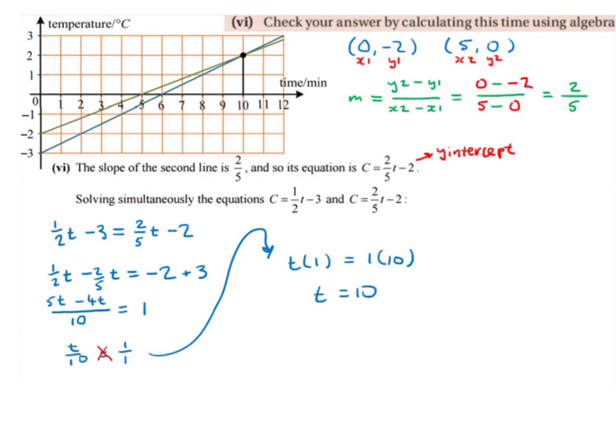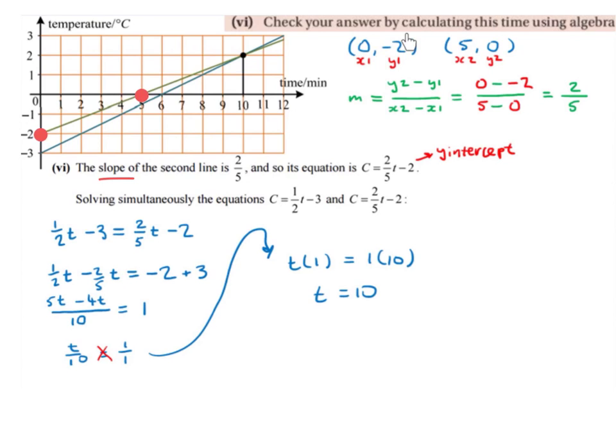So first of all, what we have to do is get an equation for the second line. So the slope of the second line is going to be 2 over 5. Again, to get the slope, we have to choose 2 points on the graph. So I'm going to go with 0, -2, which is here, and 5, 0, which is here.